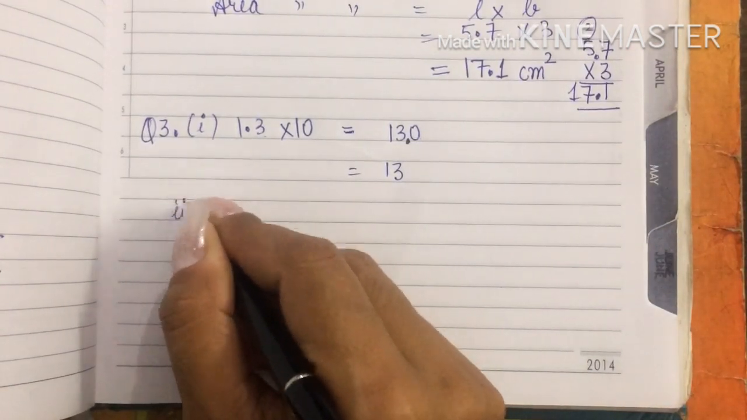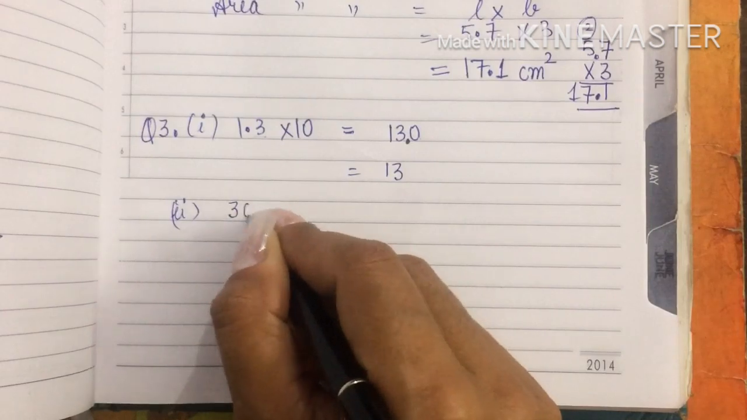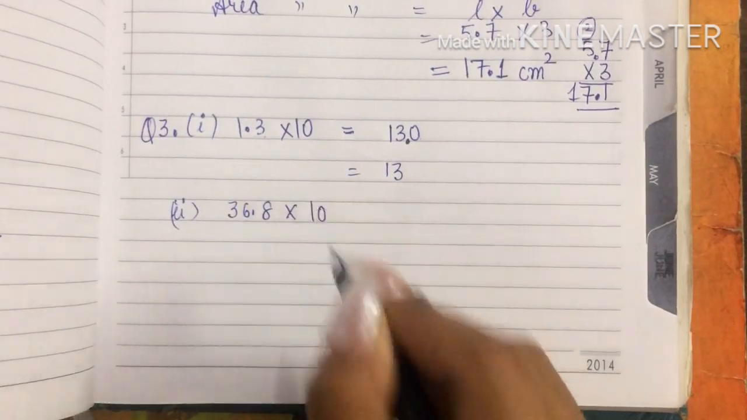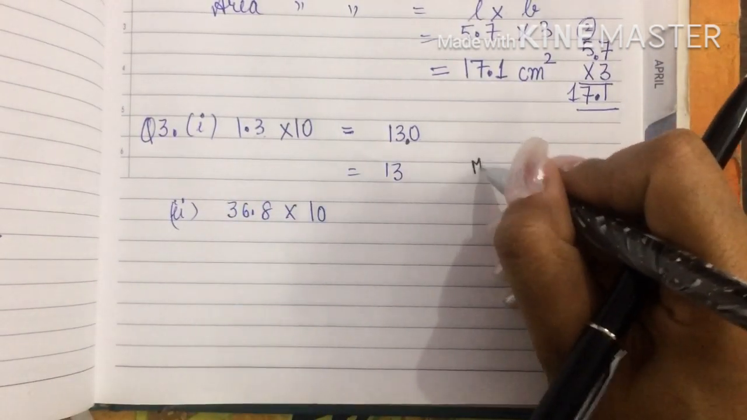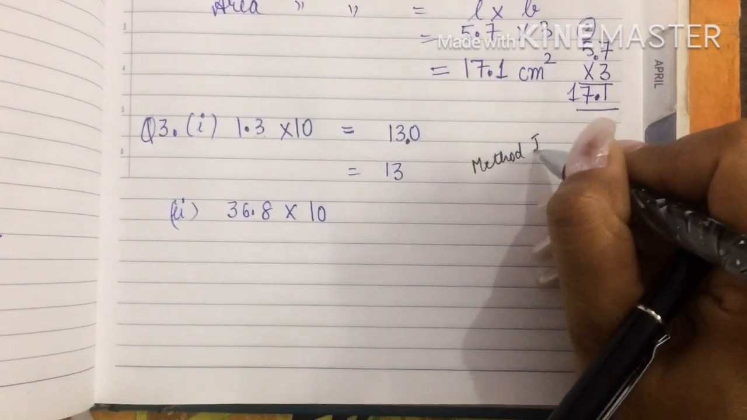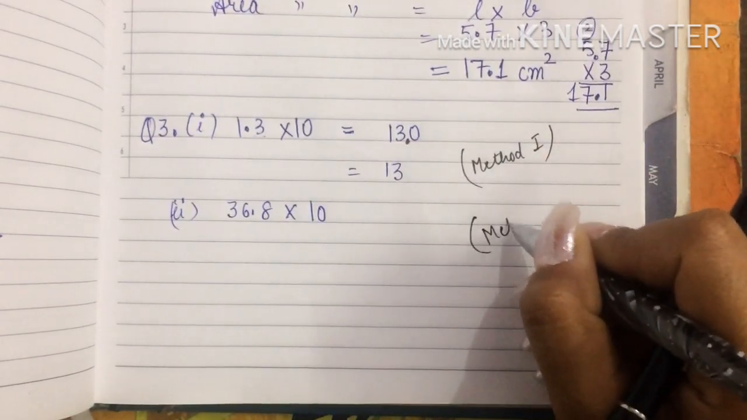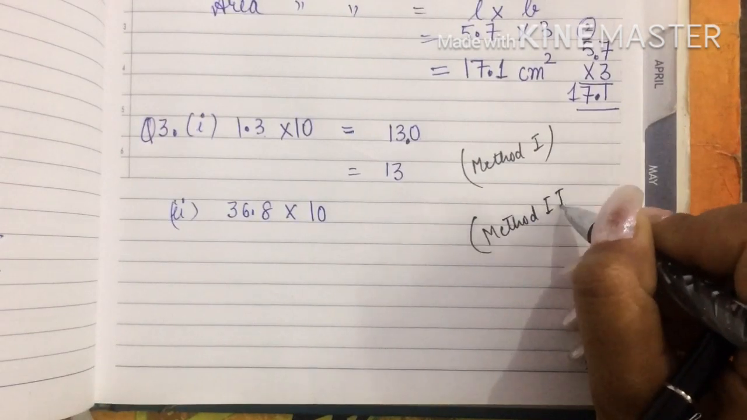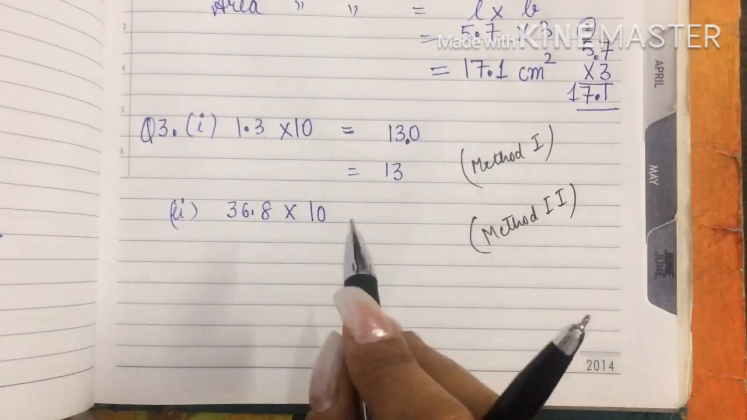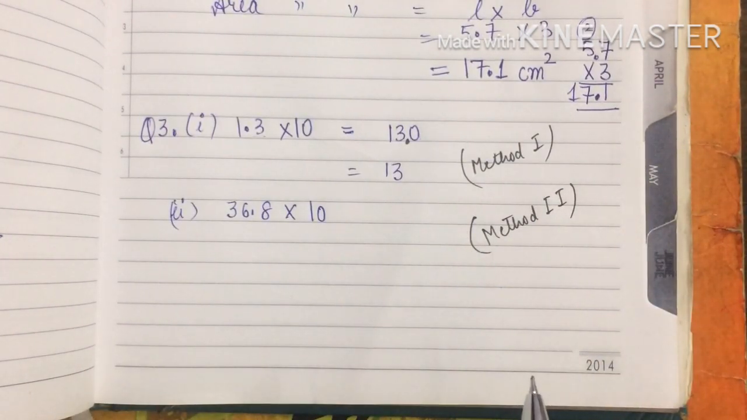Let's do one more part. 36.8 multiplied with 10. This was the first method, and here I'm using the second method. In the first method I multiply orally. In the second method I use the shortcut. I will move the point.